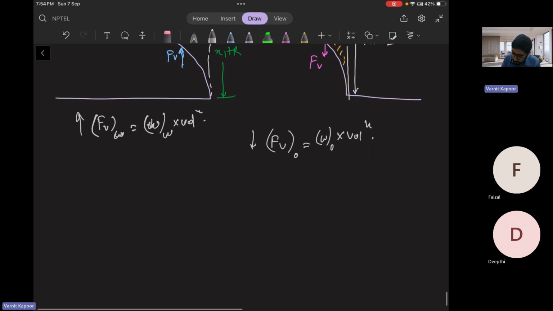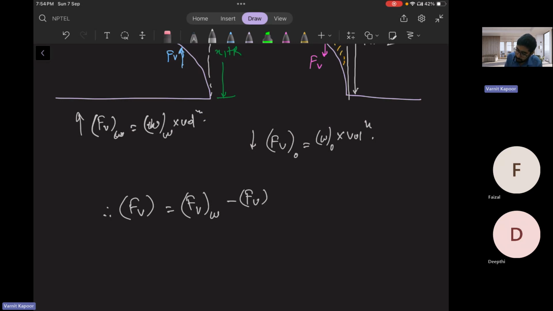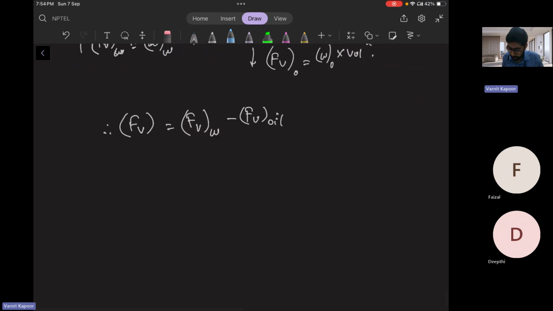Okay, so net force will be, therefore Fv will be Fv of water minus Fv of oil. Okay, this is a net force. Case 3, suppose you have a circular or cylinder unit. Okay. Another case, suppose this is your free surface and your object is somewhat like this, which is touching the free surface.